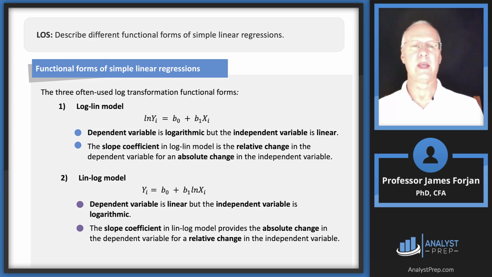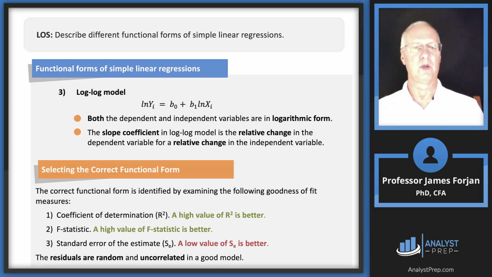I want you to look at the second bullet point, the blue one and the purple one. In the log-linear model, the slope coefficient is the relative change in the dependent variable for an absolute change in the independent variable. And then skip down to the purple: the absolute change in the dependent variable and a relative change for the independent variable. That's probably a good exam question, so I would memorize those two bullet points. And then of course for the log-log model, it's relative and relative.